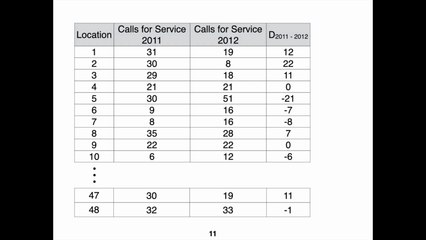Now, another way that you can think about that would be to look at those two columns of information and take the difference. In this situation, I've subtracted one from the other. So for the first row, that first hotspot, I took the number of calls for service in 2011, and I subtracted from that the number of calls for service in 2012. So here we've got a difference of 12 calls for service. And I did the same thing for hotspot number 2. I had 30 calls for service in 2011, and then 8 calls for service in 2012. So here I get a difference of 22 calls for service.